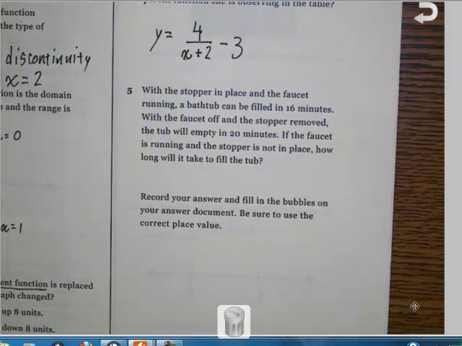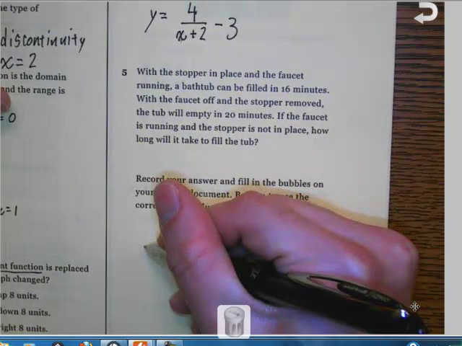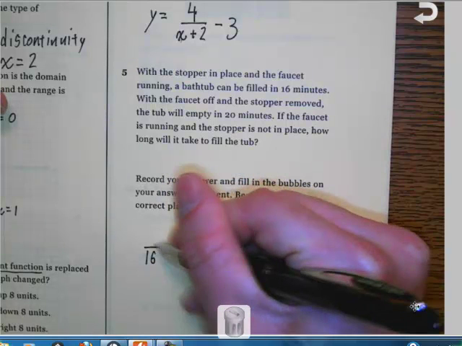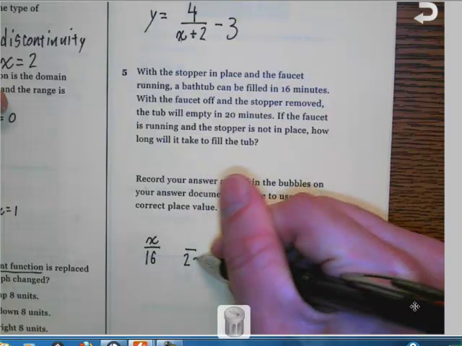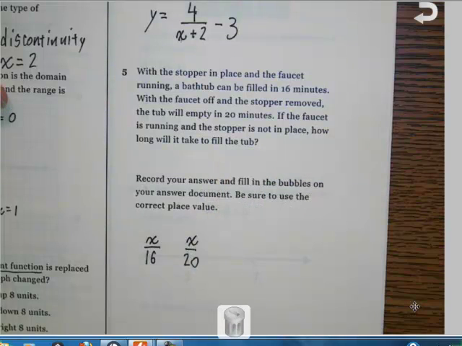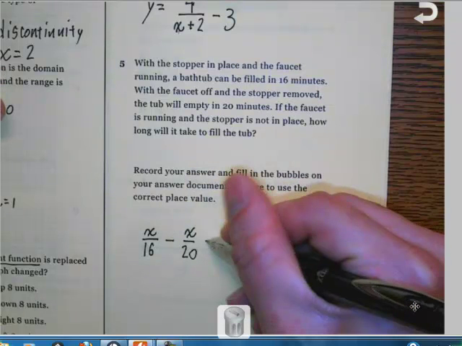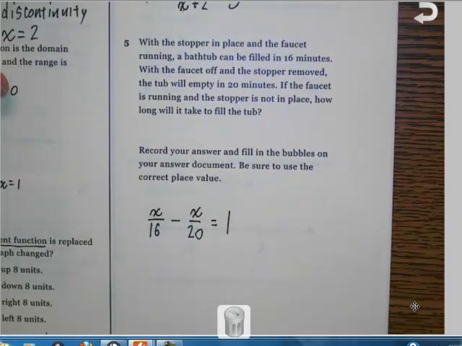Okay, so the next one, you have a stopper placed in the bathtub. And so it takes 16 minutes to fill, and it takes 20 minutes to empty. And it's the same amount of time, and that's our x. And they're being subtracted from one another, and there's only one tub. And so that's how you set it up.